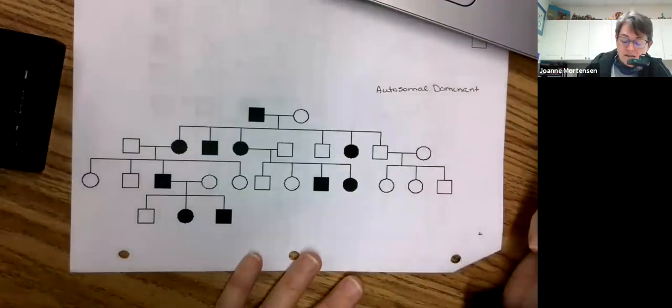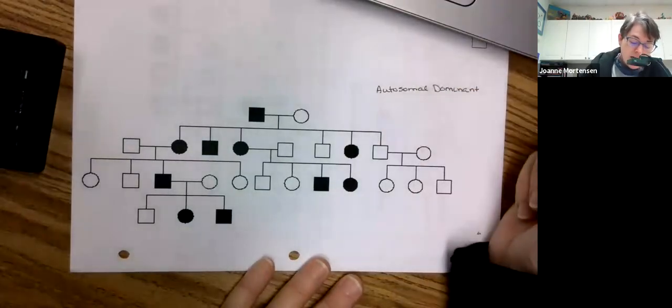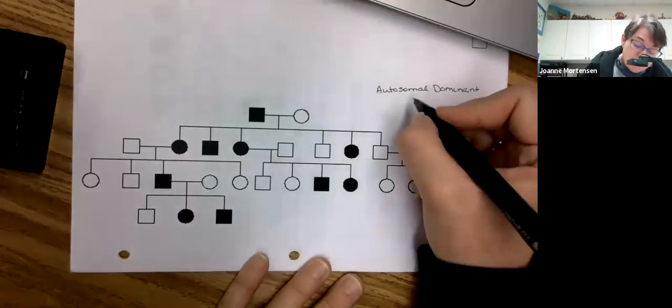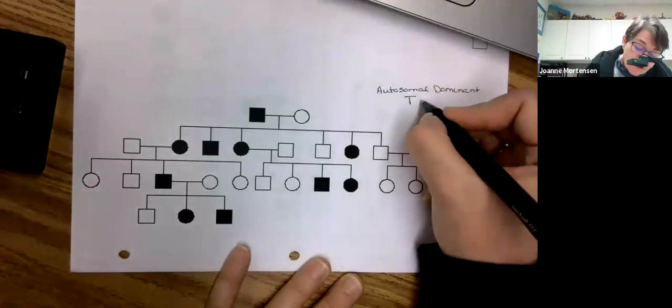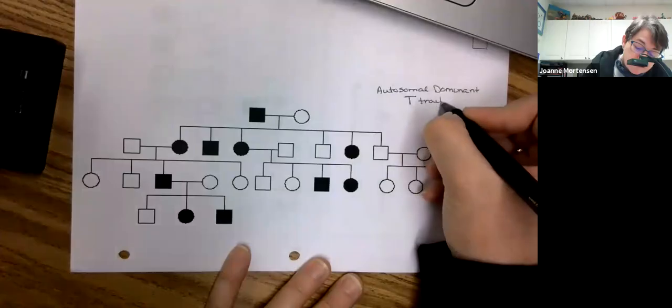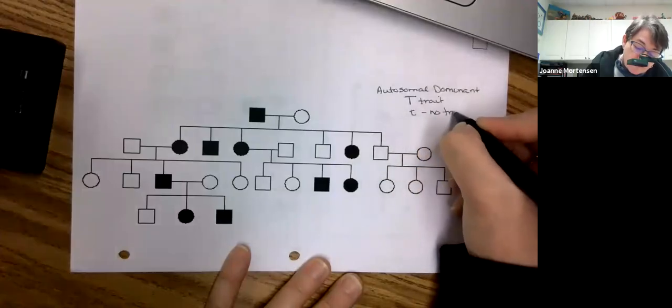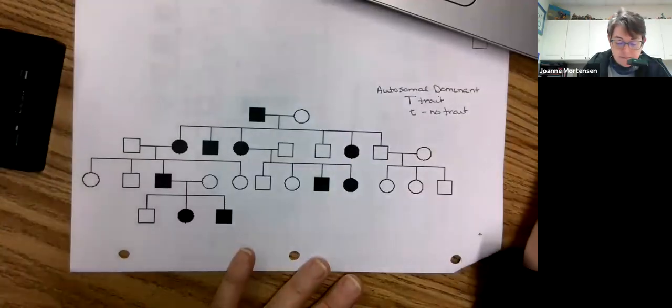Okay, so autosomal dominant. So this could be a trait as simple as brown hair, brown eyes, freckles, dimples. I'm just going to use T for trait and little t for no trait. Is that okay? That's what I'm going to do.